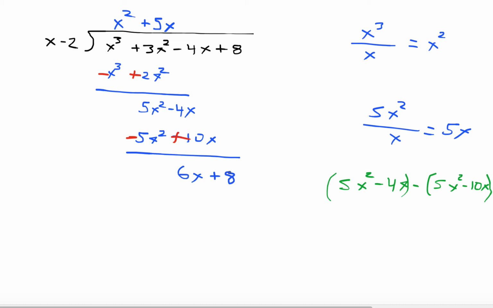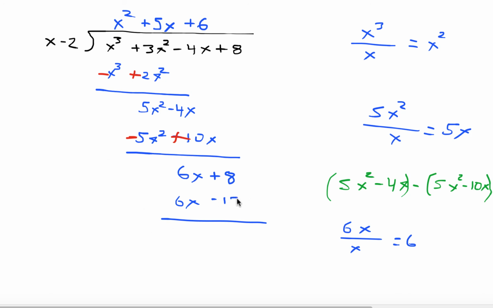And then we should be able to do this one more time, right? So 6x divided by x gives us 6. And that'll be the last term here in our quotient. Okay, so then 6 times x is 6x. 6 times negative 2 is negative 12. Okay? But similarly, what do we have to do once again? Right, this is the key step.